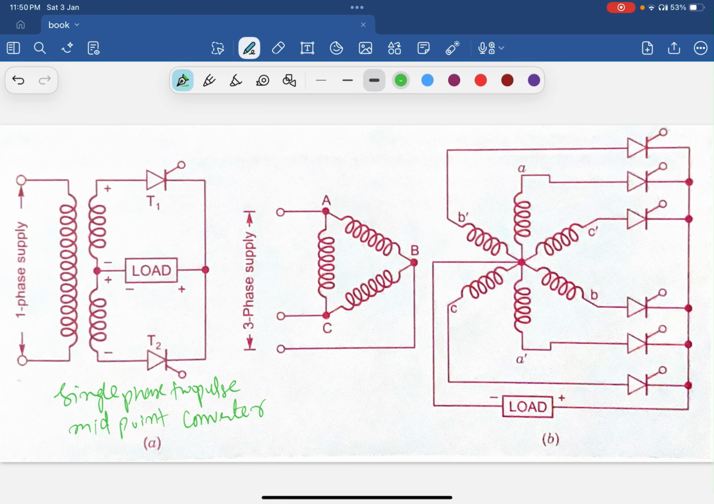Single phase midpoint converter. This is the transformer side that is provided by the single phase supply with the voltage Vs. Here it has a midpoint, and the load is connected to the midpoint. The upper is thyristor T1 and the lower part is thyristor T2. So it is called single phase because the supply is single phase, two pulse midpoint converter. Also you can see the three pulse converter here.